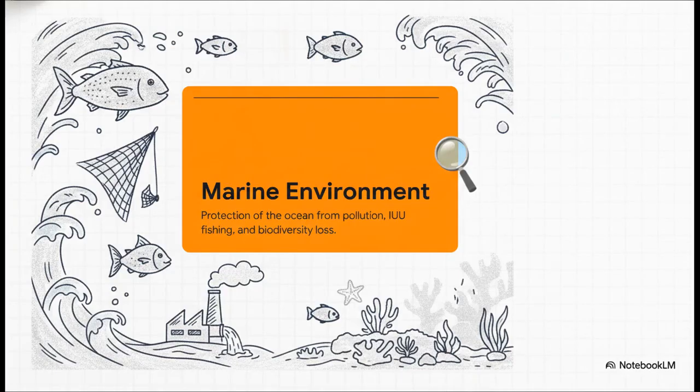Next up, we really have to talk about the plain language need to protect ocean health. I mean, we simply cannot use the oceans if we destroy them, right? The exact parameters for Pillar 3, the marine environment, are defined as protection of the ocean from pollution, illegal, unreported, and unregulated fishing, which is commonly known as IUU fishing, and biodiversity loss.